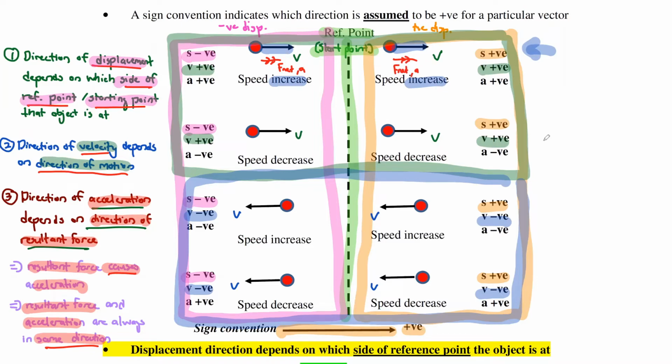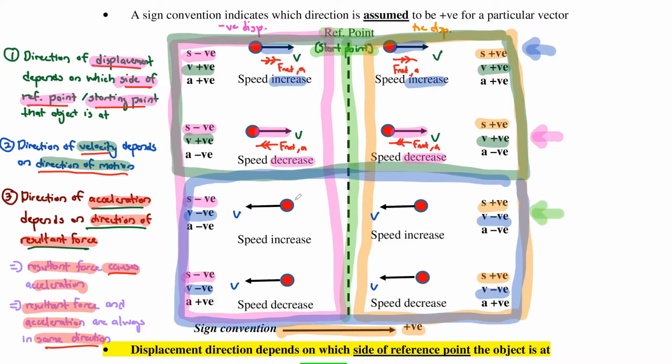For the second row, we again have both objects moving towards the right, but the speed decreases. The only way that the speed can decrease is if the resultant force acts in the opposite direction to the motion. In other words, it is opposing the motion. Therefore, our resultant force and hence acceleration will be towards the left.